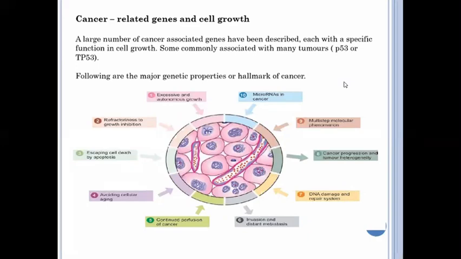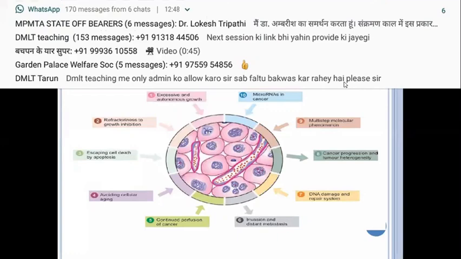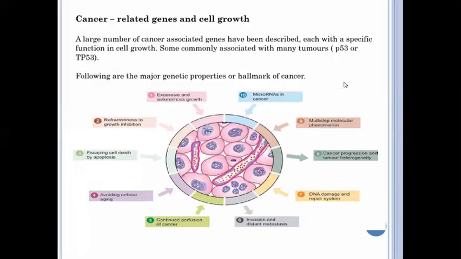So first is the excessive and autonomous growth, the growth-promoting oncogenes. Here the oncogenes are the mutated form of the normal proto-oncogenes. They act by mutation in the proto-oncogenes, which alters their structure and function. They also act by retroviral insertion in the host cell.